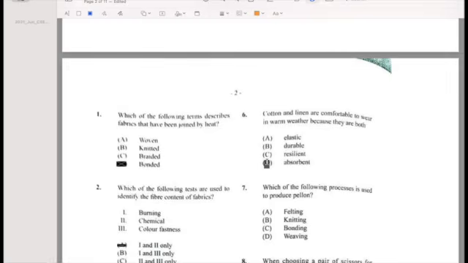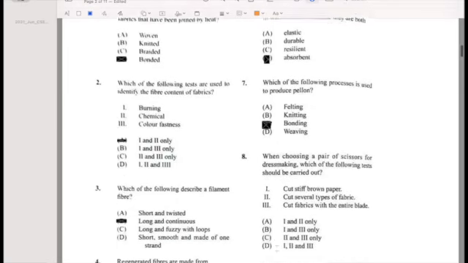the letter C, bonding. Number 7 is C, bonding. Let me highlight that properly. Very good. Let's go to number 8.